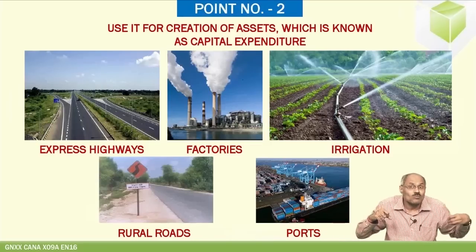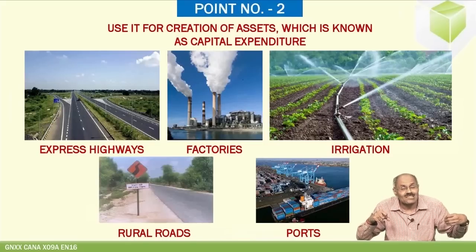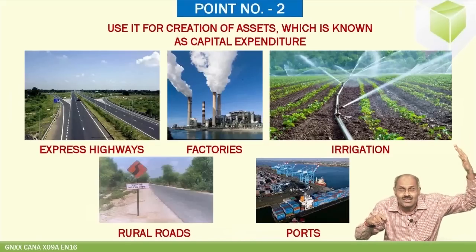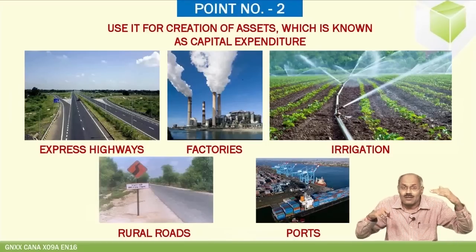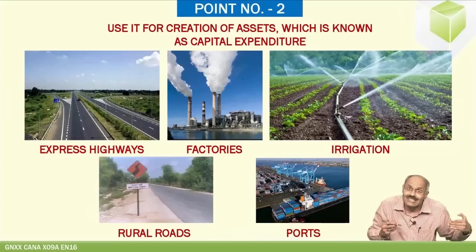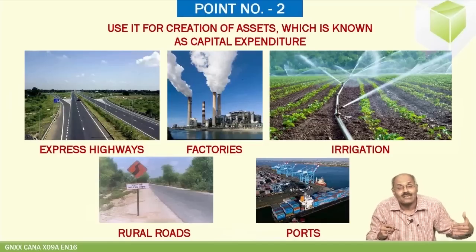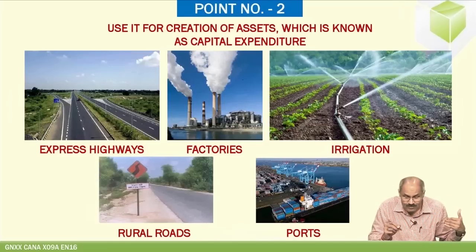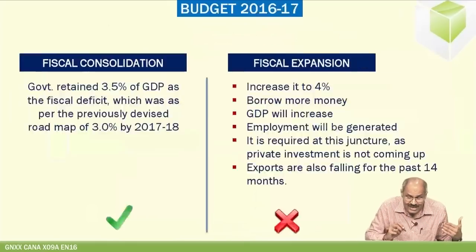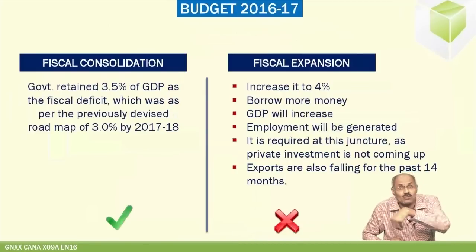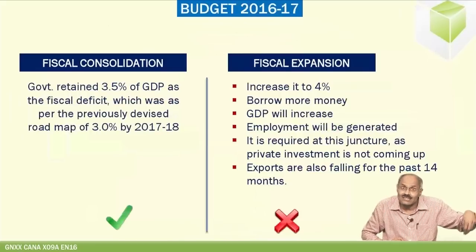So fiscal deficit assumes significance because of two reasons. If the fiscal deficit goes beyond a certain limit, it will give rise to inflationary tendencies and other problems, as we have already listed. Second is to spend that money for creating assets, which will ultimately lead to GDP growth, creation of employment, and the country will progress, right? This is what is known as capital expenditure, right friends? So, as far as fiscal deficit is concerned, these two are very important: limit the amount of borrowing and spend it for creation of assets, as we have already discussed, not only from the Government of India's perspective, but also from the perspective of a classic case of Ramesh.